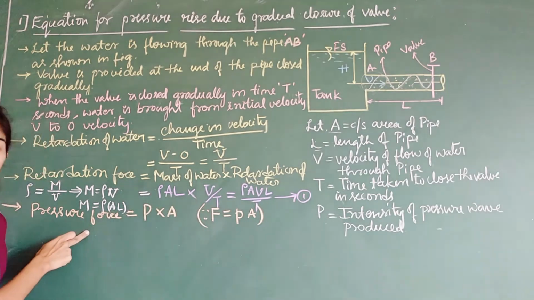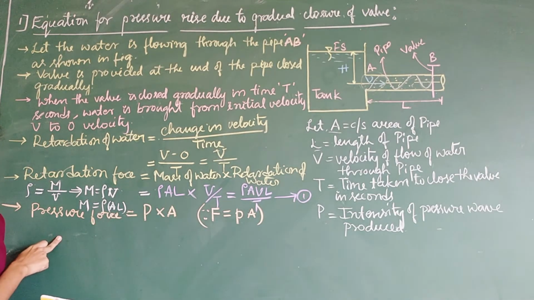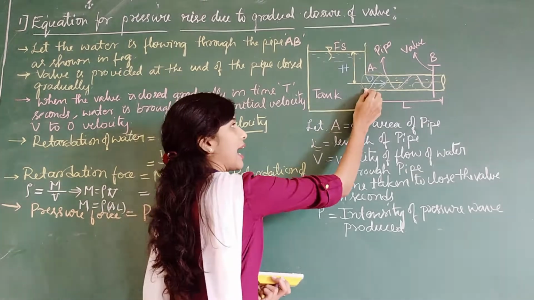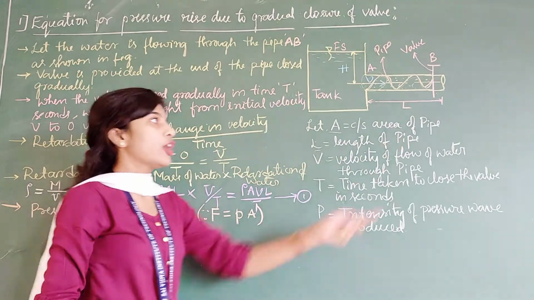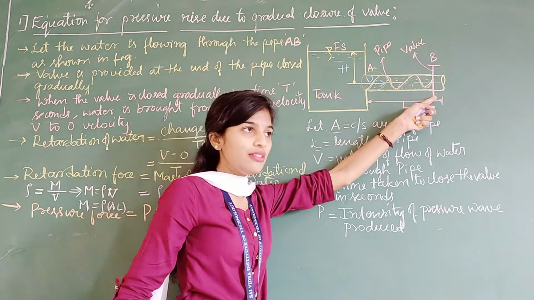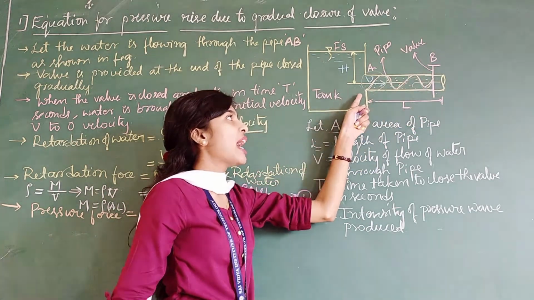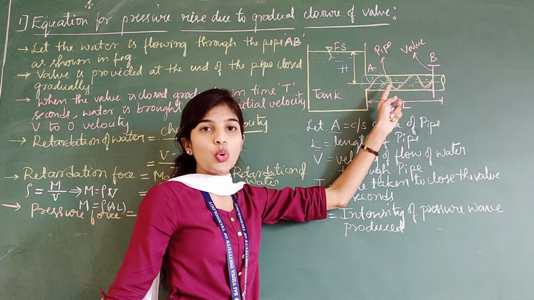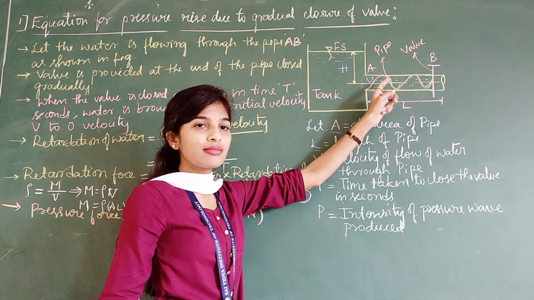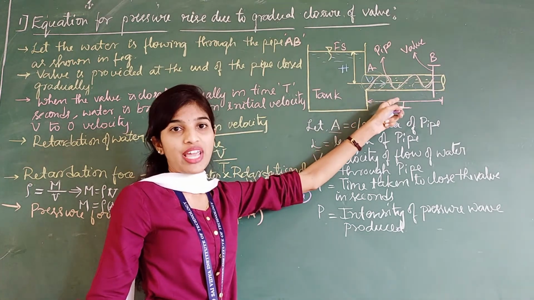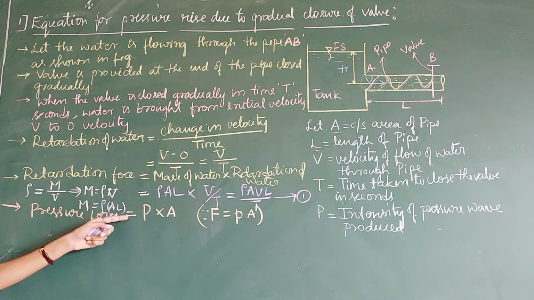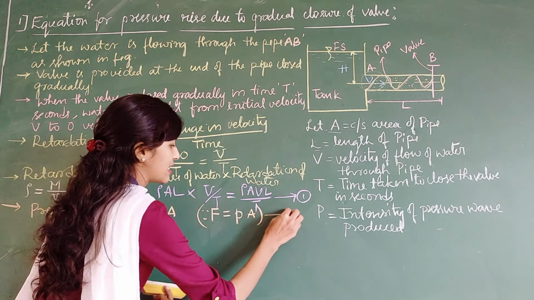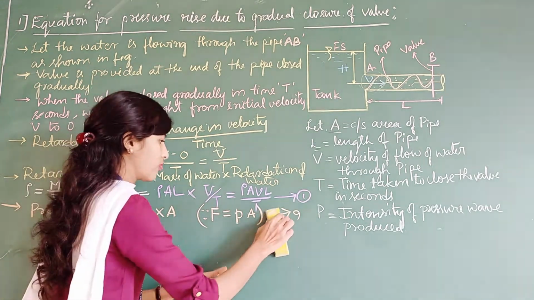So how is this pressure force going to generate? Due to this high pressure wave which is produced due to the closure of the valve. Once the valve has been closed gradually, a high pressure wave is going to be produced inside that pipe. Due to that high pressure wave, the pressure force is going to develop. So pressure force is equal to intensity of pressure into area. We will name this as equation number 2.